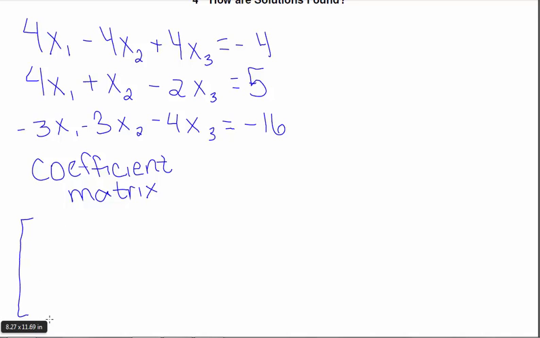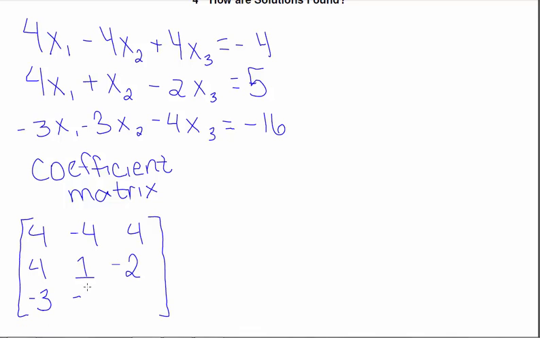Every row of this matrix is going to correspond to an equation. So I have 4x1 minus 4x2 plus 4x3. And those are all the coefficients of the first equation. The second equation has a 4, a 1, and a negative 2. The third equation, minus 3, minus 3, minus 4. So every row corresponds to an equation, and every column corresponds to a variable.